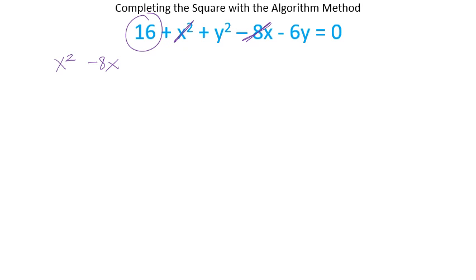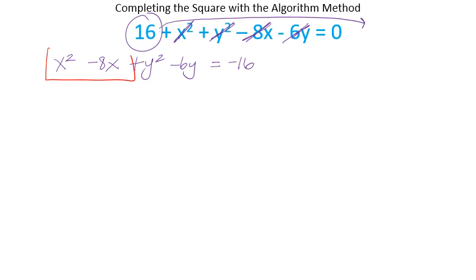Great. Now I'm going to focus on my y's. I had a positive y squared and I had a minus 6y, so I've used those. And in order to take a positive 16 and scoot it over to the other side of the equals, I would need to subtract it. Now I'm going to consider each chunk separately, right? Like I consider the x's and I consider the y's.